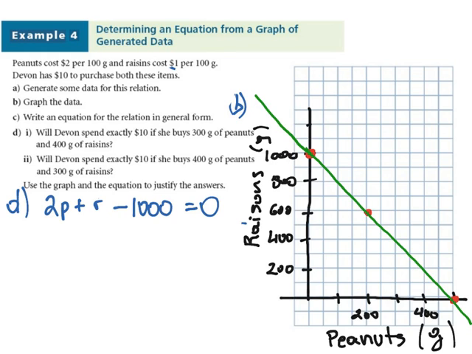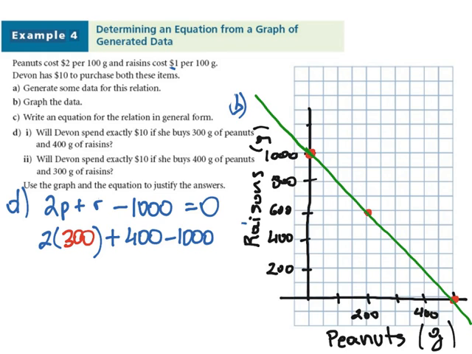Now, if Devin spends exactly $10, then the 300 grams of peanuts and the 400 grams of raisins have to fit on the green line, on the equation of the green line, as well as inside the equation. So let's plug in those values to see that it works. So the value of p in this case is 300. And now the value for r, which is raisins, is 400. If we subtract 1,000, they should give us the value of 0.